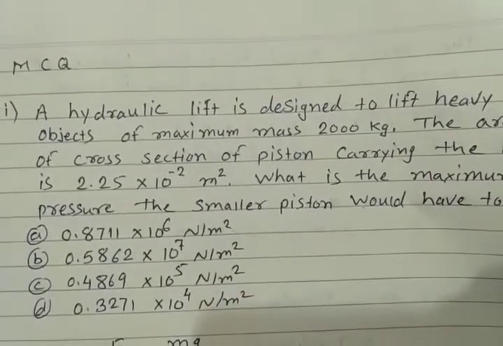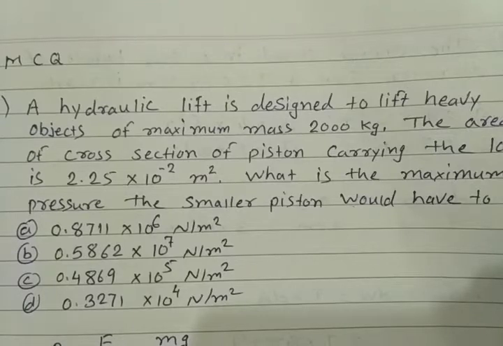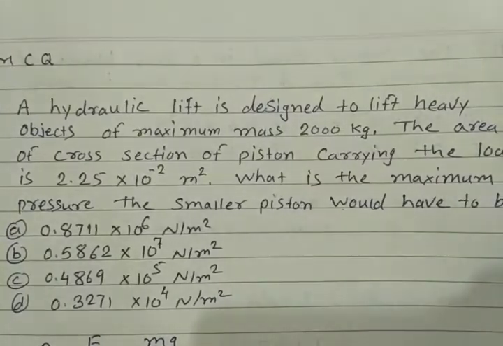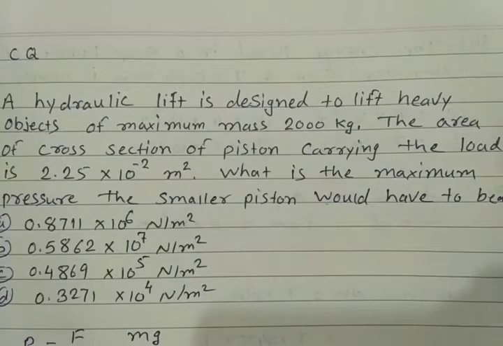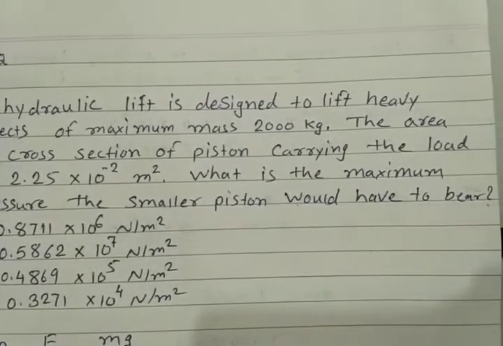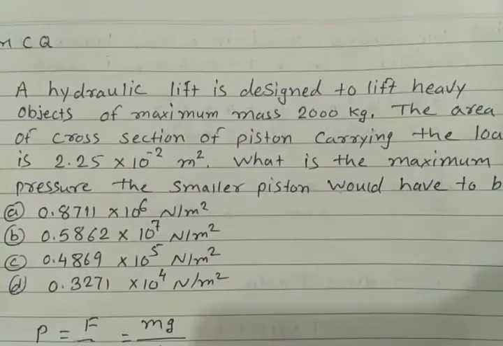the first multiple choice question is: a hydraulic lift is designed to lift heavy objects of maximum mass 2000 kg. The area of cross section of piston carrying the load is 2.25 into 10 raised to minus 2 meter square. What is the maximum pressure the smaller piston would have to bear? There are four options: A, B, C and D, which are given over there.